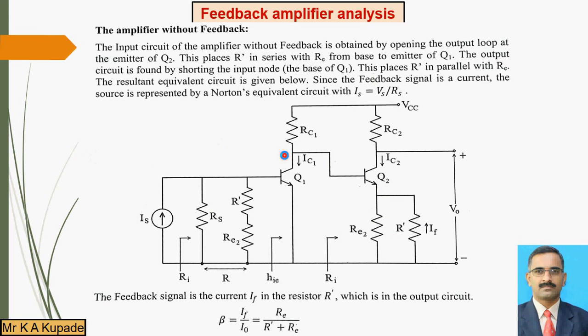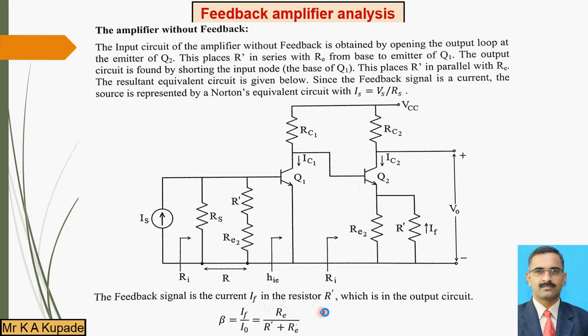Now the resultant equivalent circuit is shown here, and since the feedback signal is the current, the source is represented by Norton's equivalent circuit with IS equal to VS upon RS, because this RS provides this particular current relation. Whatever the voltage across it, it provides that. Now RI is the input resistance, and the feedback signal is the current IF.